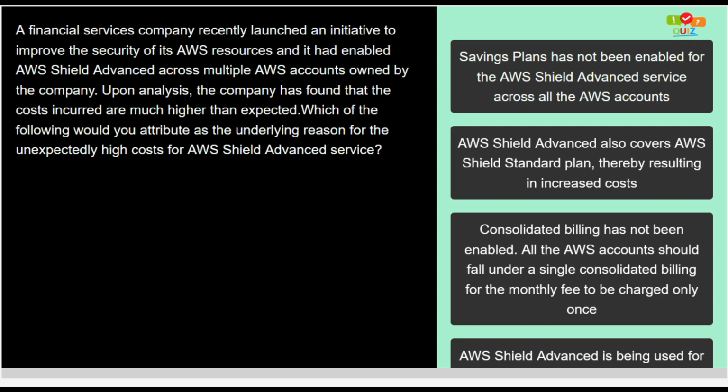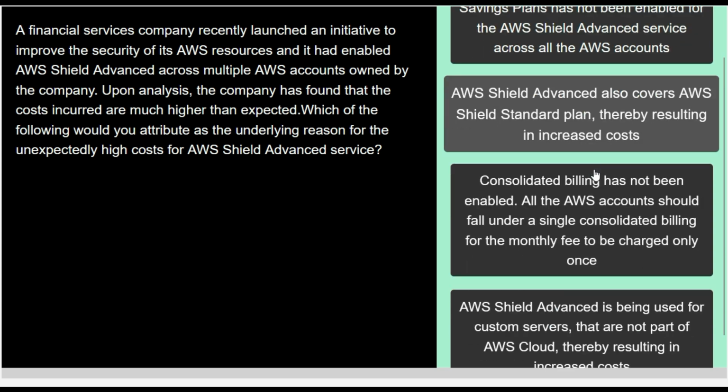A financial services company recently launched an initiative to improve the security of its AWS resources, and it had enabled AWS Shield Advanced across multiple AWS accounts owned by the company. Upon analysis, the company has found that the costs incurred are much higher than expected. Which of the following would you attribute as the underlying reason for the unexpectedly high costs for the AWS Shield Advanced service? So you again have 4 options for this question.